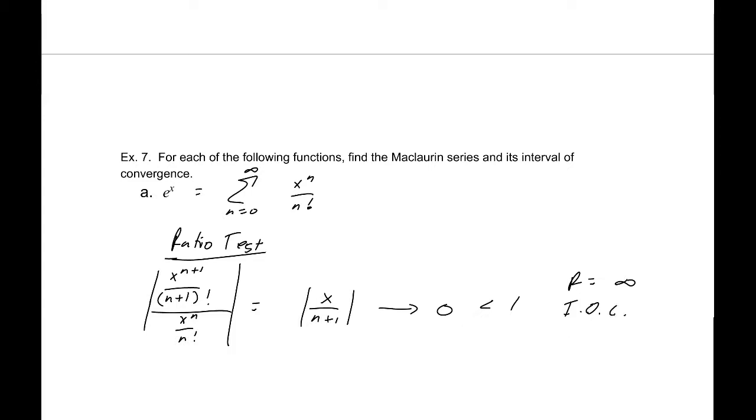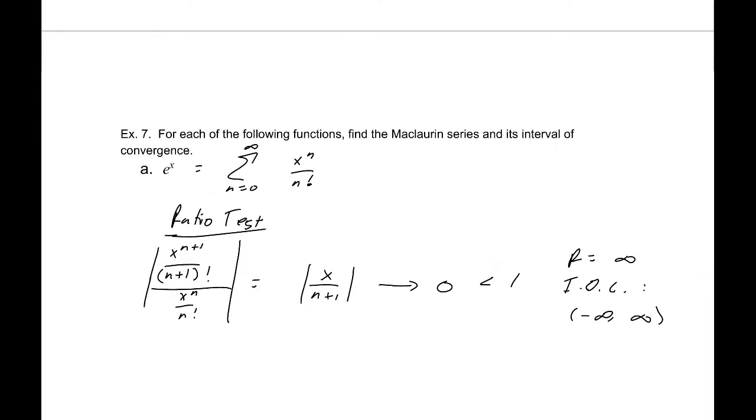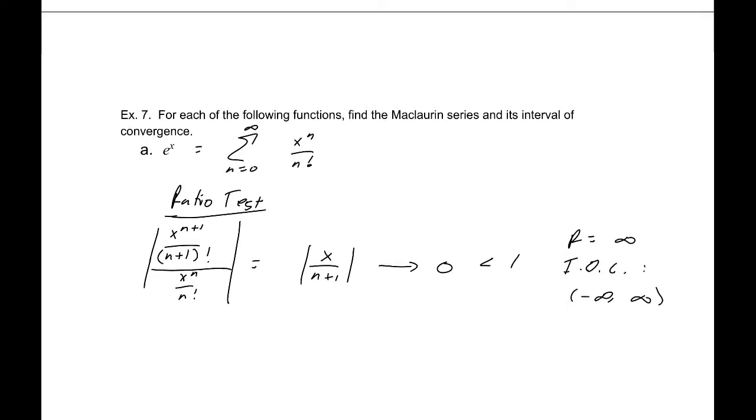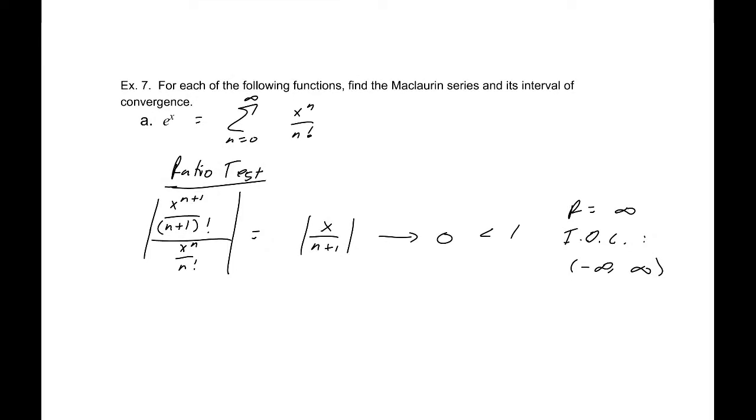Our interval of convergence is negative infinity to infinity. So it converges everywhere. However, do we know that it converges to f of x? We don't necessarily know that. So let's see if we can show that the remainder term goes to 0.